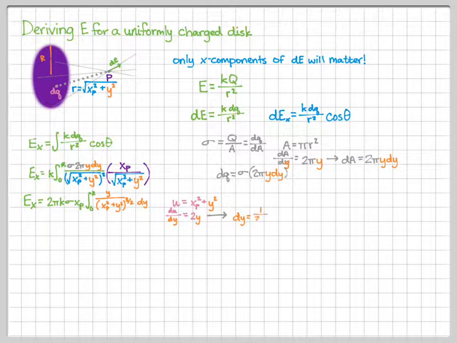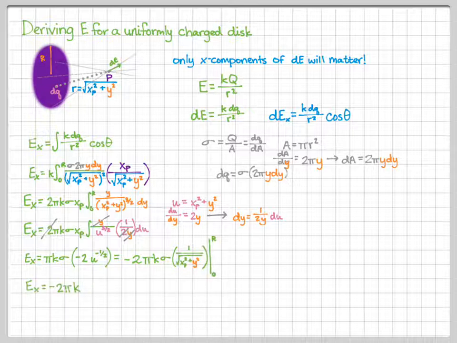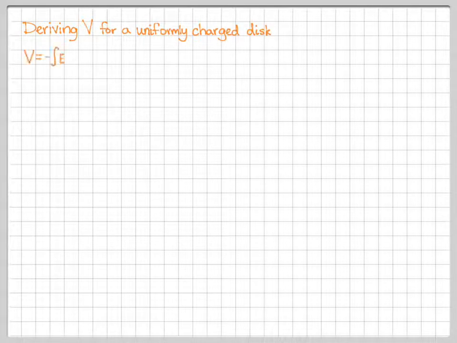I tried to color code stuff as much as possible. There's more u substitution. Lots of stuff cancels out, thankfully. Gross, you get a negative sign. You evaluate this from 0 to big R, the radius of the disk, and you get that really ugly thing. Now, this next one hurts my heart. This one took me a while, but I did it for y'all.